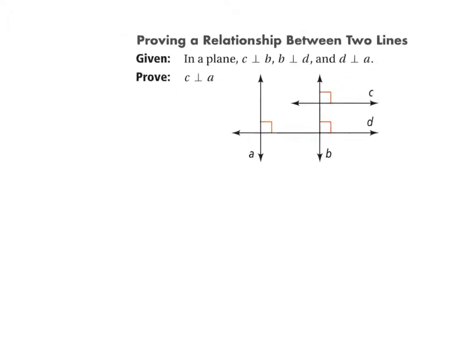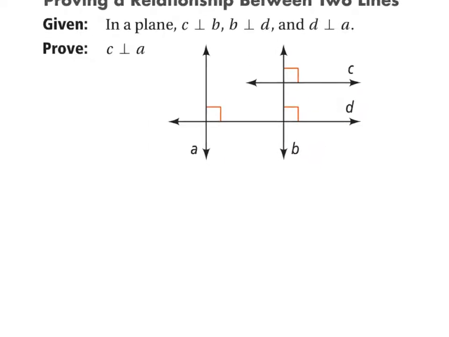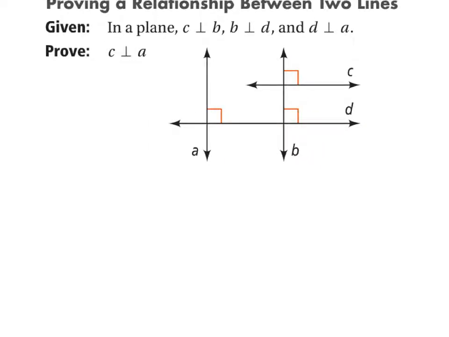All right, on the back side here, again, we have another proof. So let's see if we can figure this one out. We want to start out with our two columns. We're always setting up two column proofs here.